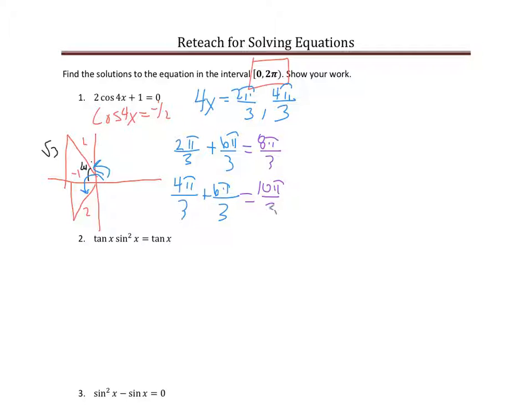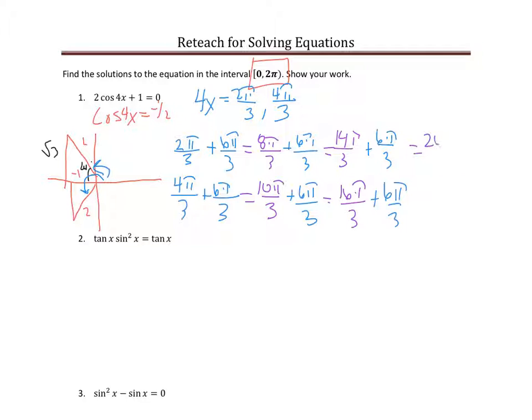That's my second rotation. I have to add 6 pi again over 3 plus 6 pi again over 3. If I add those two together, I get 14 pi over 3 and 16 pi over 3. And then I have to add it again. So I have 4 rotations. So my final one would be 20 pi over 3 and 22 pi over 3.